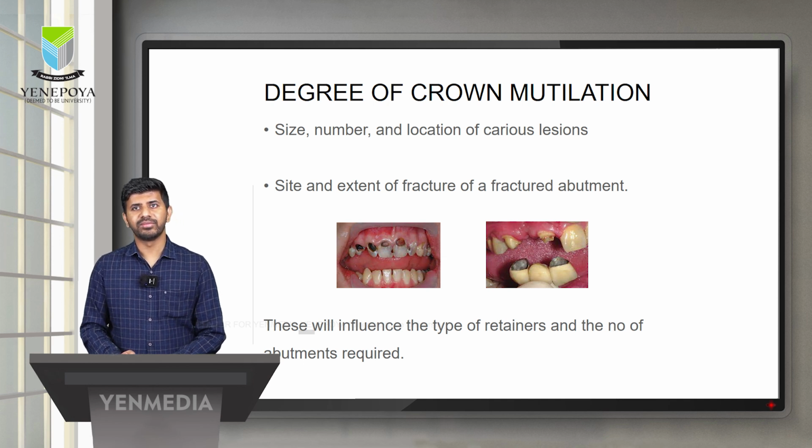Then comes a mutilated crown. These are also a challenging type where we need to go for proper cover restorations, because suppose a tooth has got multiple caries, one in the mesial aspect or in the cervical aspect, it will lead to a lot of compromise. So we need to remove the caries completely.